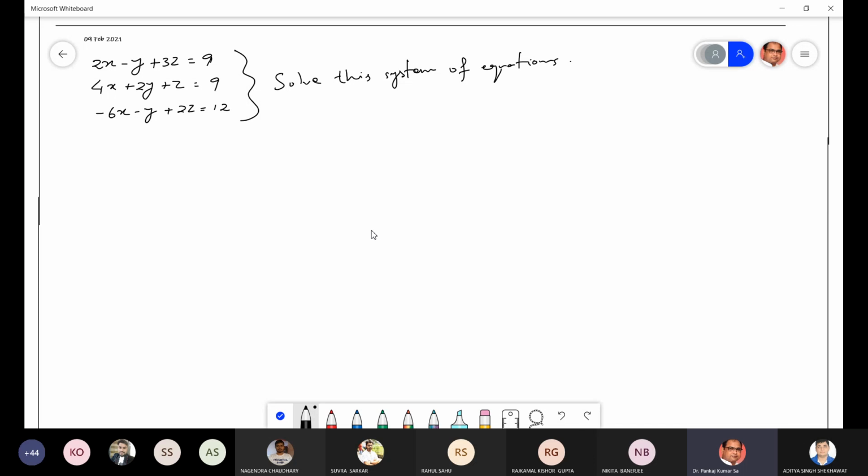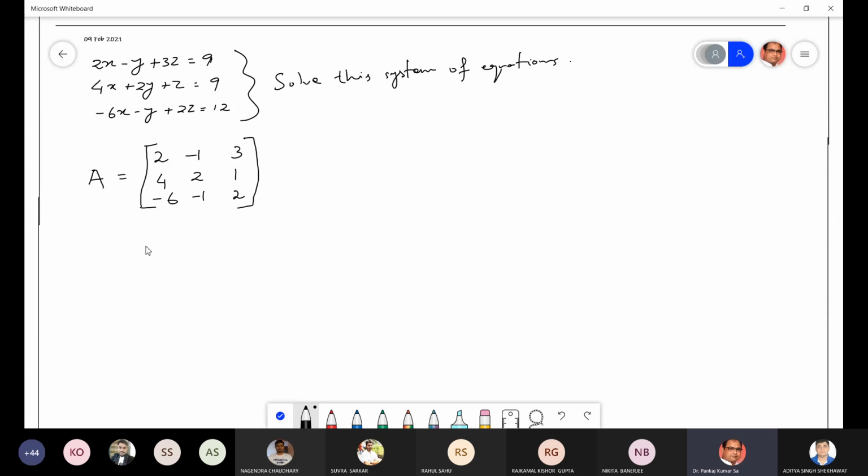Okay, so we'll go step by step. First, let us go for the Gaussian elimination that we saw in yesterday's class. Let me take the matrix A with all these coefficients, that is 2, minus 1, 3, 4, 2, 1, minus 6, minus 1, 2.